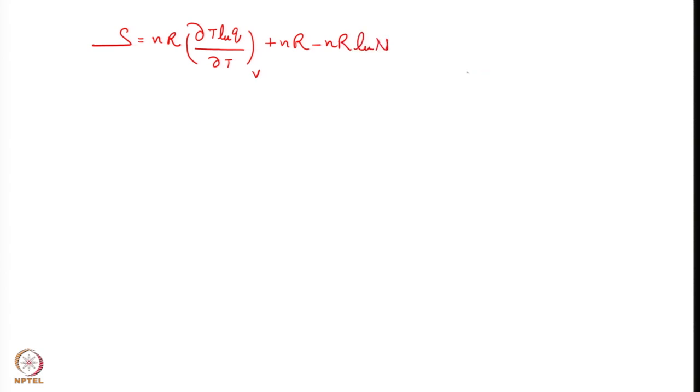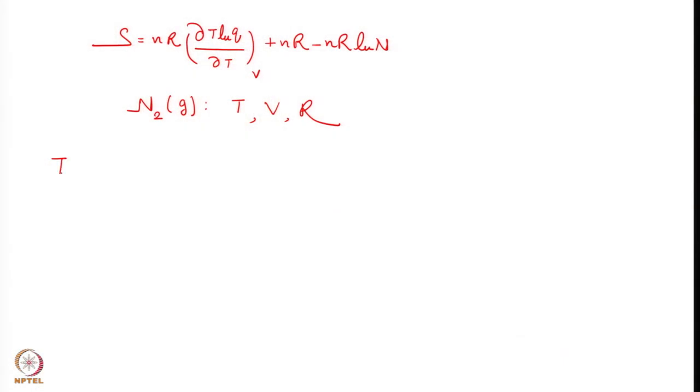The given question is on nitrogen gas. Nitrogen gas is going to have translational, rotational, and vibrational degrees of freedom, all of them. So therefore, I need to calculate the entropy due to translational contribution, rotational contribution, and vibrational contribution. First of all, let us talk about translational.